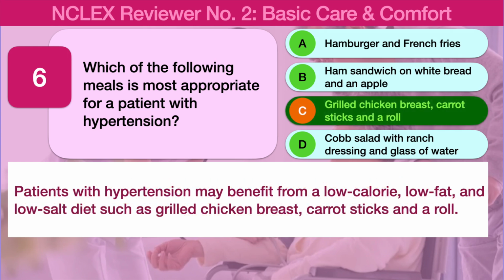The correct answer is C. Patients with hypertension may benefit from a low-calorie, low-fat, and low-salt diet. Among the given choices, grilled chicken breast, carrot sticks, and a roll are recommended for a patient with hypertension. Processed and cured meat products are high in fat and sodium.